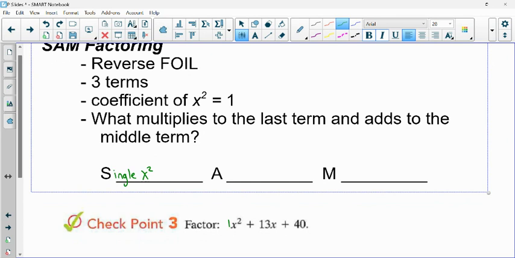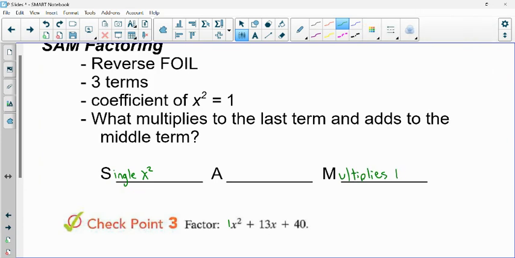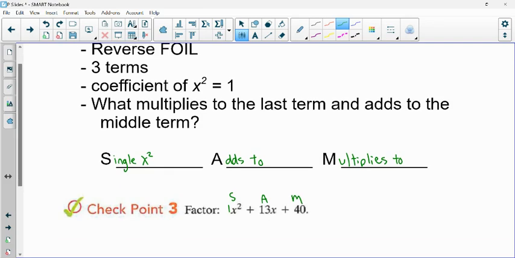Anyone remember what the A or the M stand for? Hopefully. Right. M stands for multiplies to, and A stands for adds to. So when we write our acronym SAM, 1 letter over top of each term there, that's going to help us remember that we're looking for 2 numbers that multiply to 40 and add to 13.